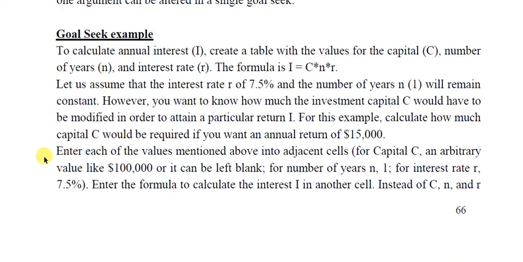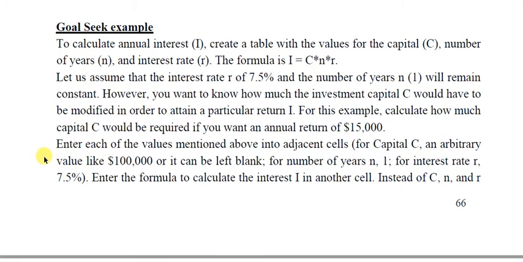To calculate annual interest, create a table with the values for the capital, number of years and interest rate. I is equal to C into N into R. Let us assume the interest rate R is 7.5 and the number of years, 1, will remain constant. We know that 7.5 and the year will be constant. However, you want to know how much the investment capital C should be modified to attain a particular return.